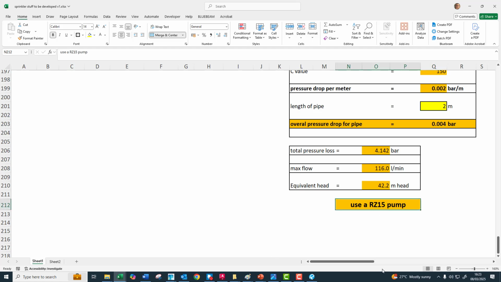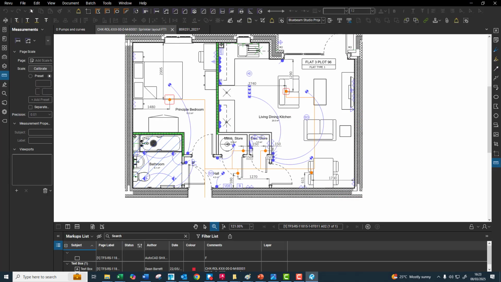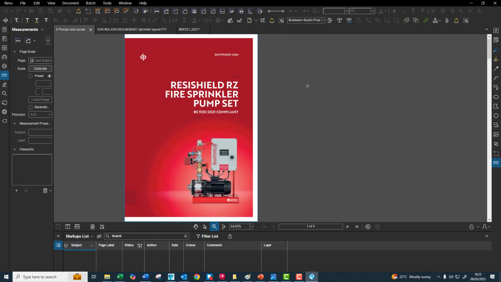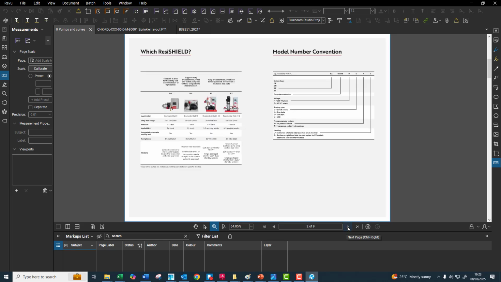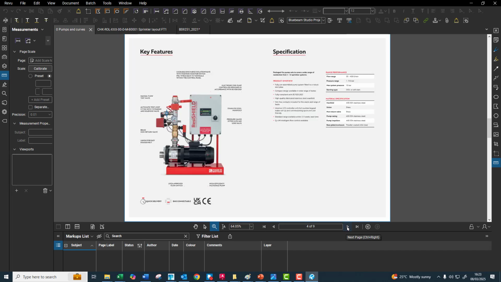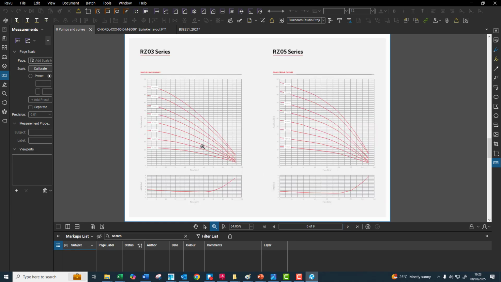So the next thing is we need the pump. I'm going to write that down: it's 42.2 meters head, and we have 116 liters a minute. So now what I'm going to do is pull up these guys, who do sprinkler pumps. So lots of data in there, but what we really need is the pump curves, which is that.